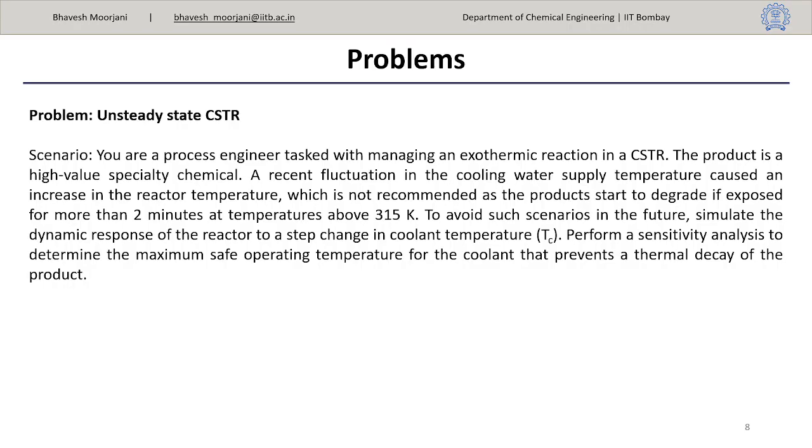So we have some temperature fluctuation in the cooling water supply which has created the spike in the reactor temperature. Now you want to understand, based on this experience, what maximum limit of cooling temperature increase we can go to which will not degrade my product, right? And the degradation criteria is given that if your components are exposed to temperature above 315 Kelvin for more than 2 minutes, that means they will start degrading.